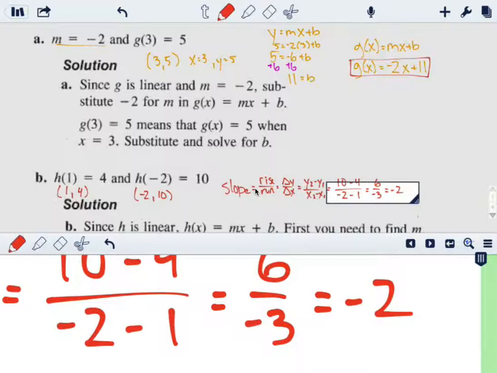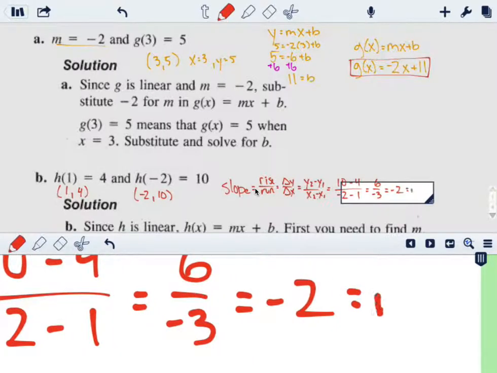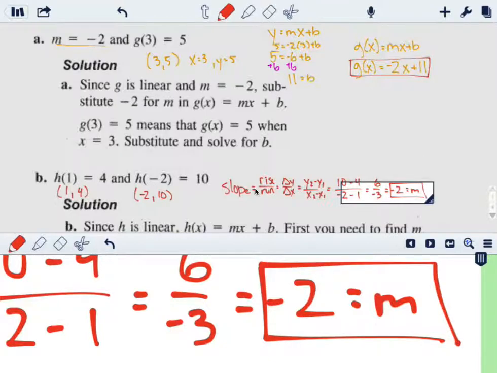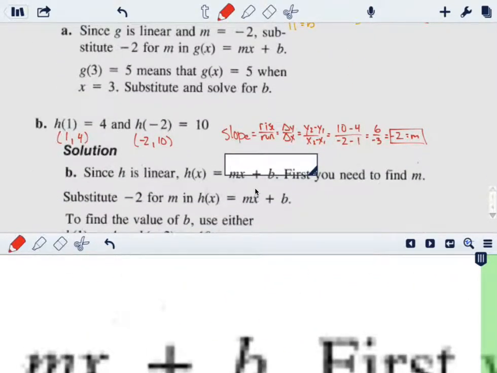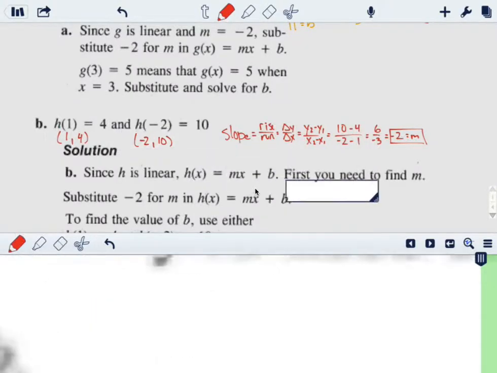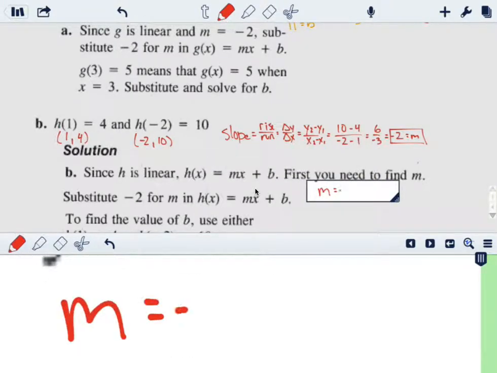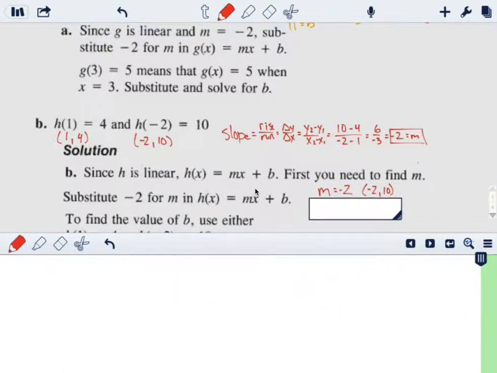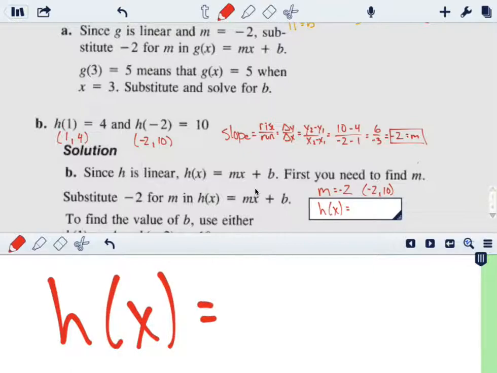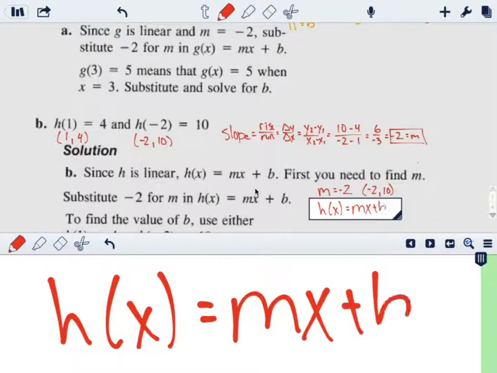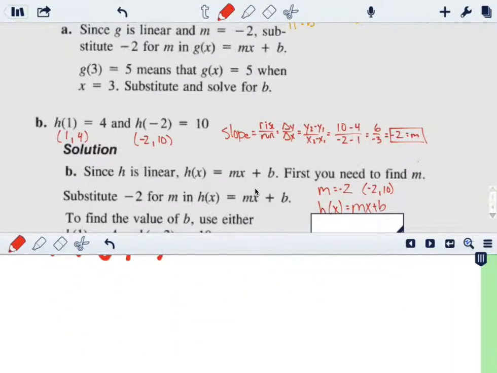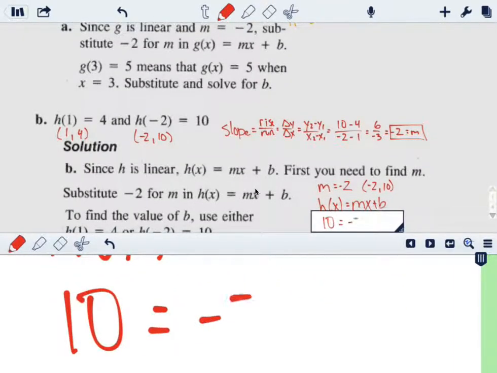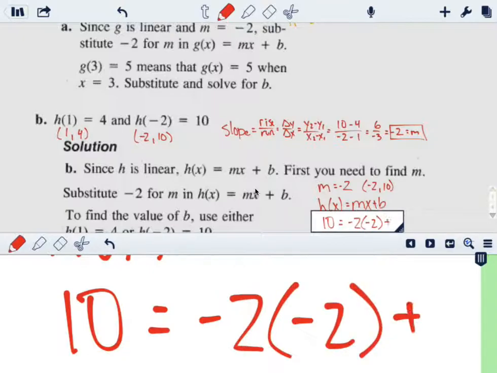Now that I have m, remember this is equal to m, that's our slope. We also know that we've got a point, (negative 2, 10). So now I have m is equal to negative 2, and I have a point (negative 2, 10). So I can take that and go h of x is equal to mx plus b, or 10 is equal to negative 2, which is our slope, times negative 2, which is our x, plus b.